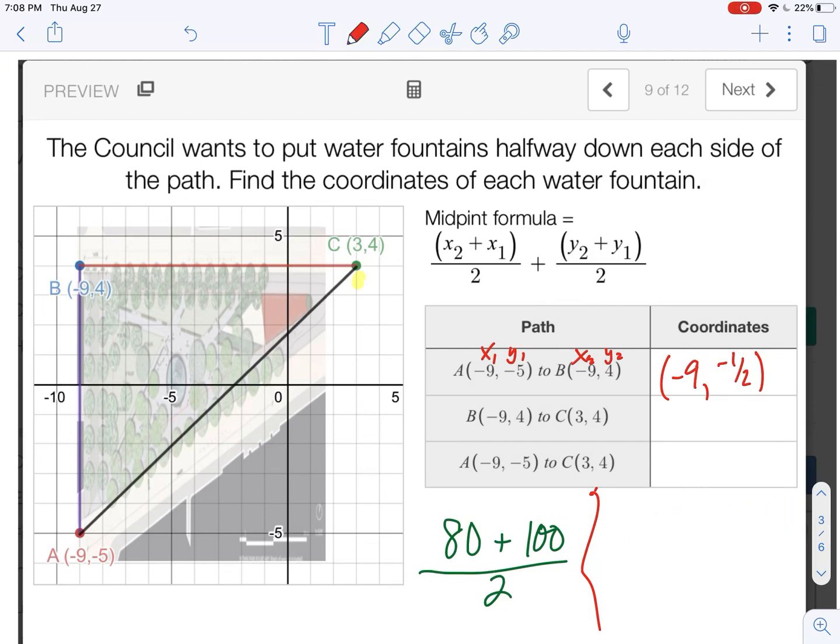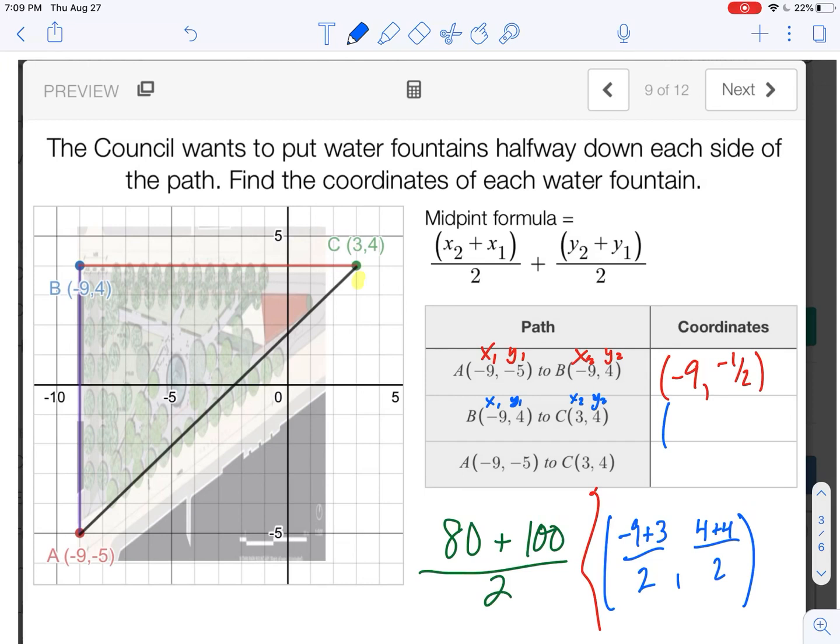All right, let's look at the second one now. I'll do this in light blue. So I want to find the averages of my x's and my y's. So what's the average? Well, for x's I have -9 and 3. And then for my y's I have 4 and 4. So those are my coordinates.